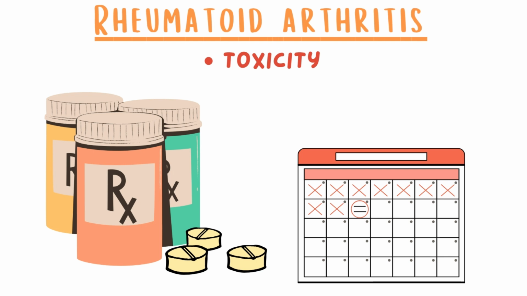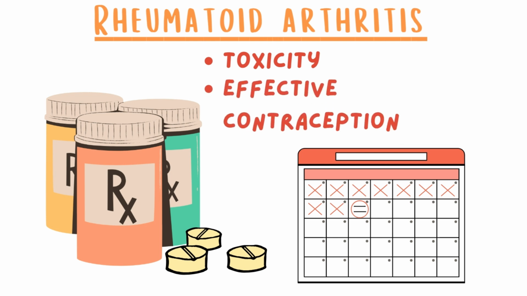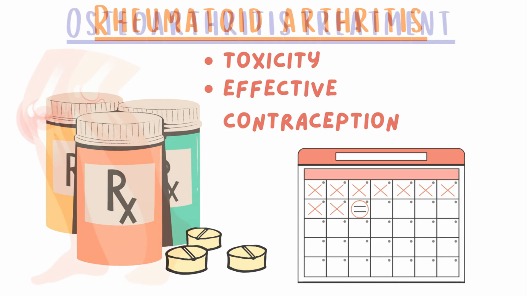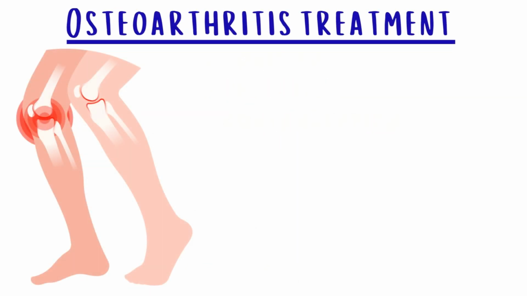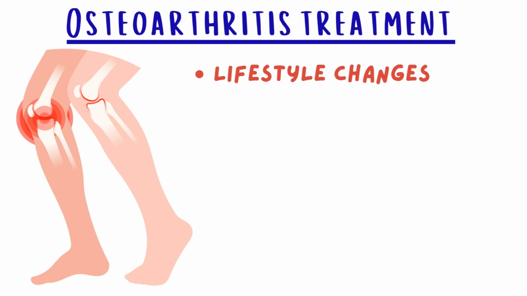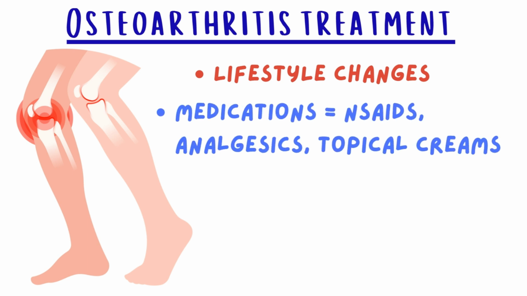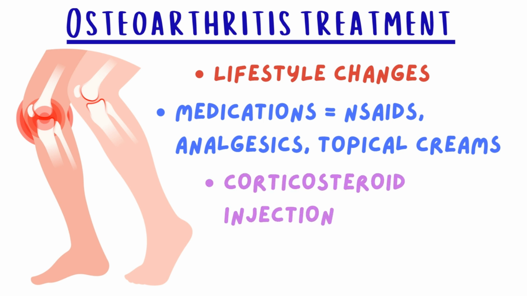And because drugs like methotrexate can cause miscarriages or birth defects, you have to stress the importance of why they need effective contraception. For OA, the approach is way more conservative. We start with lifestyle changes, exercise, and losing weight. Those are huge. For pain, maybe we use some acetaminophen or Tylenol or the NSAIDs, and we'll often try a topical cream first to avoid side effects. If the pain gets really bad, we can do a steroid shot right into the joint. And when all else fails, there's always joint replacement surgery.